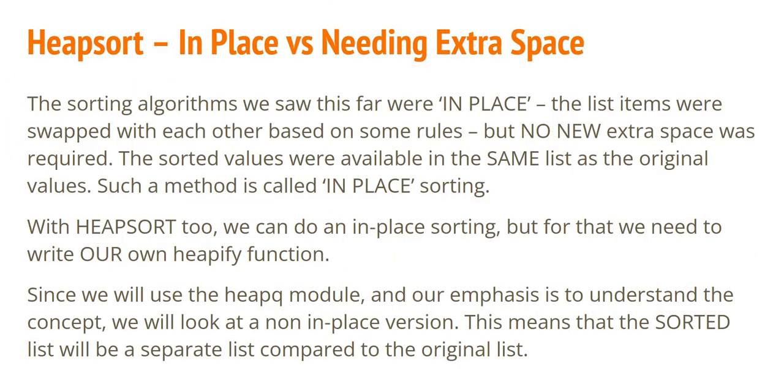Now, before wrapping this up, I just want to make one point which is kind of interesting here. Remember when we looked at selection sort, insertion sort, or, let's say, bubble sort, we did those algorithms in place, which means that the list items were swapped with each other based on some rules. There was no need to create any extra space whatsoever. So it all happened within the same list. Once created, it just swaps items to create the sorted list.